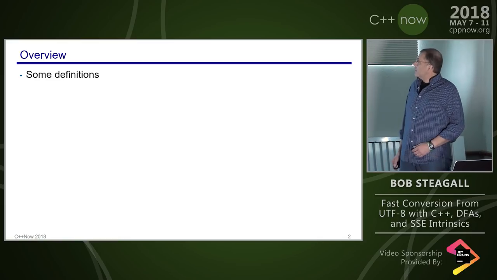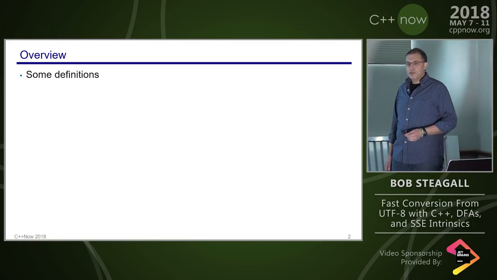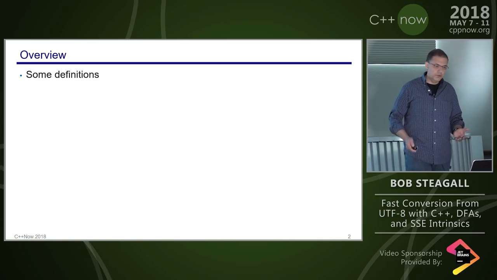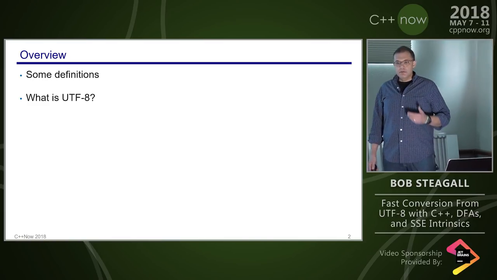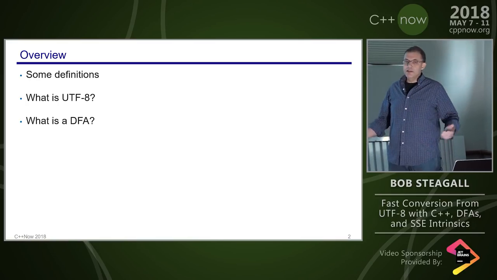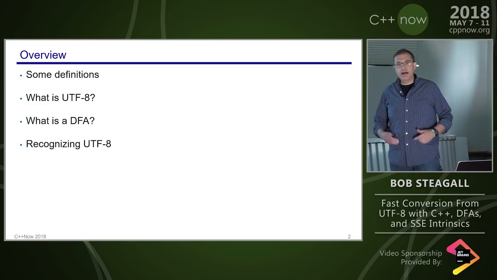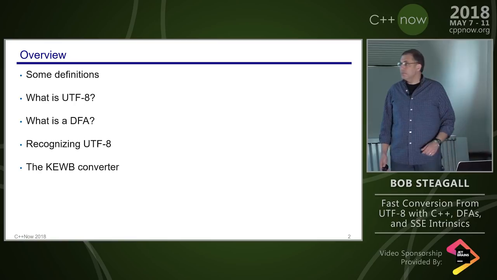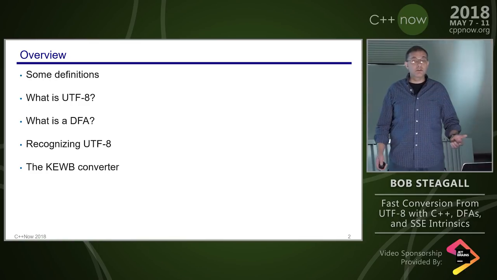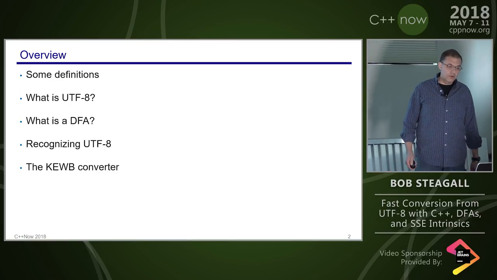So I'd like to start the talk with some definitions I think you'll need to understand the meat of the talk. The things you really need to understand are code unit and code point and what those mean. There are some other definitions I'll give that put some context around those two terms. I want to talk a little bit about what UTF-8 is. Then I want to take a step aside and talk briefly about what a DFA is. Probably everybody in this room knows what that is. And then I'm going to talk, in general terms, about how one recognizes a valid UTF-8 sequence using a DFA. Finally, I'm going to spend a fair amount of time talking about the converter that I wrote. I'm not sure converter is the correct term, but it's code that takes UTF-8 and transcodes it to UTF-16 or to UTF-32.